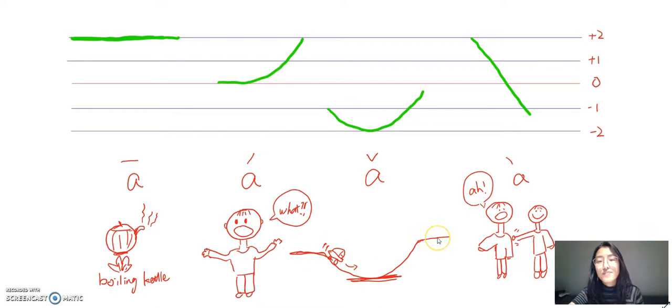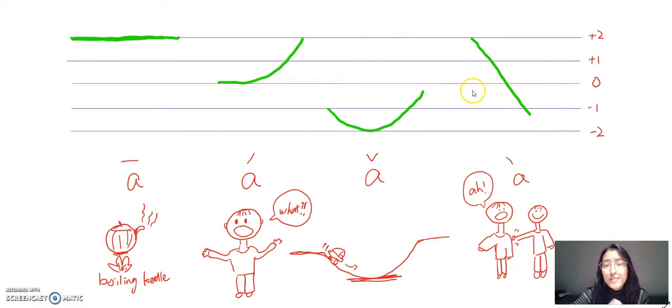Ah, right? And for the fourth tone, it's like somebody, this naughty person, hits this person. And this person got hurt and said, ah, right? Like, don't hit me, ah, it hurts. So the fourth tone sounds like, ah.